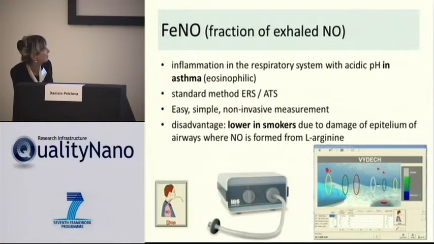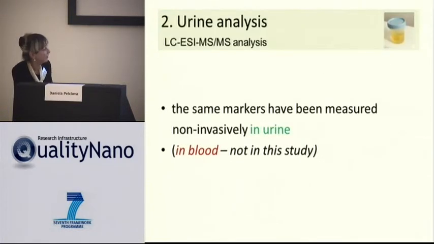There is quite a big disadvantage because it's lowered in the smokers. It's not exactly explained why, but it's probably due to damage of the epithelium in the airways where the NO is formed. So this is a disadvantage. So we try to overcome this disadvantage with other methods. Then the urine analysis was performed of the same markers, and the same markers, our chemists are able to analyze them in the blood also, but this time we have chosen non-invasive examinations.